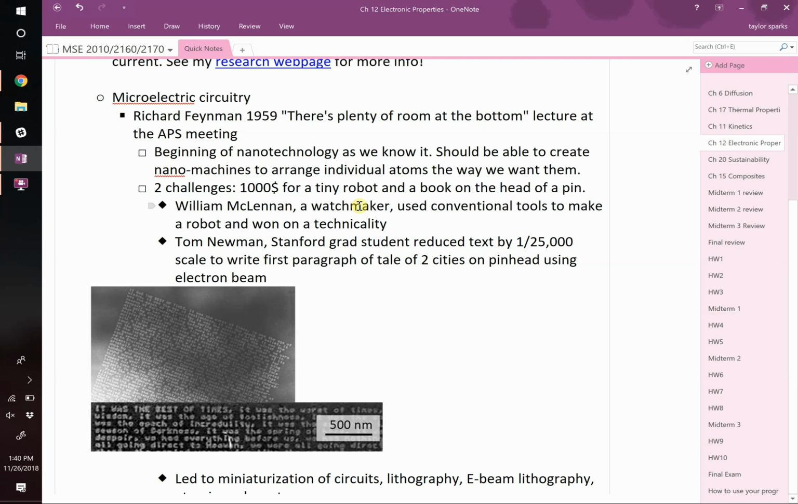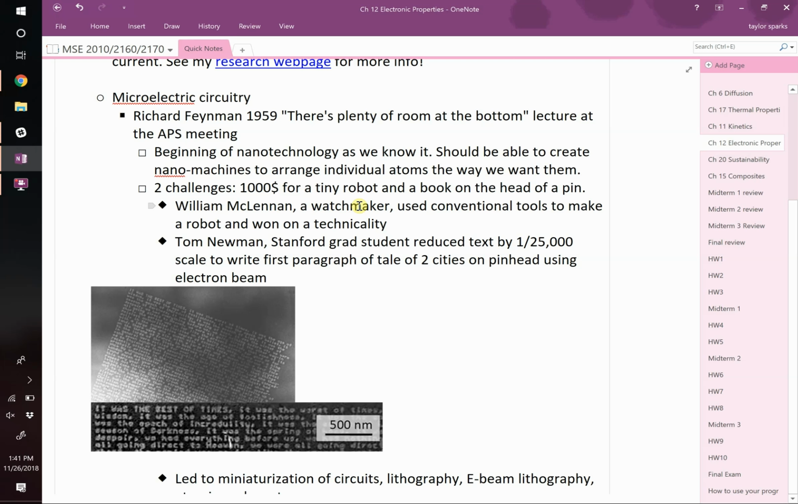So the first guy who technically won the prize, and he paid him out, was William McLennan, and he was a watchmaker. So working with tiny objects was his jam. He kind of cheated because he used existing technology, and technically, yeah, he did write a few letters, but it was a technicality. It wasn't this quantum leap in doing things a completely different way that Feynman was looking for.